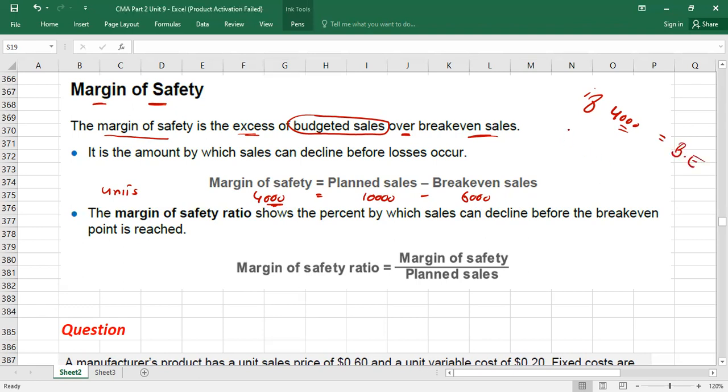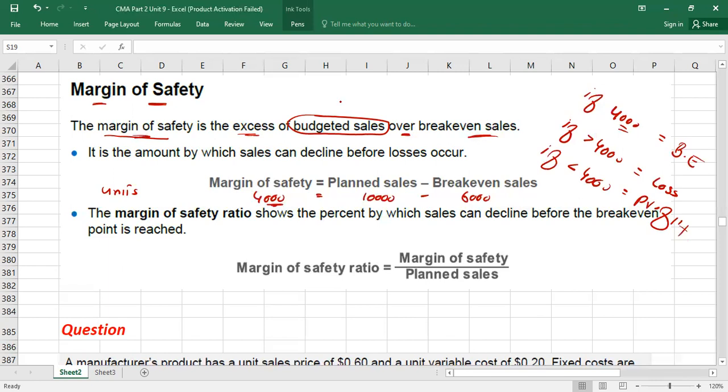But if your actual sales decrease by more than 4,000 units, maybe by 5,000 units or 6,000 units, then for sure you would be in loss. But if your actual sales decrease by less than 4,000 units, for example by only 2,000 or maybe 1,000 units, then you would be in profit. That is why it is called margin of safety.